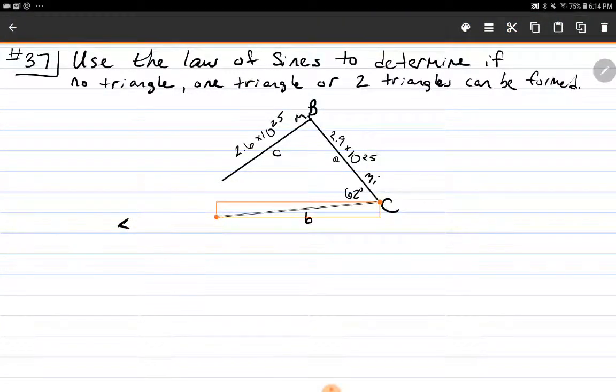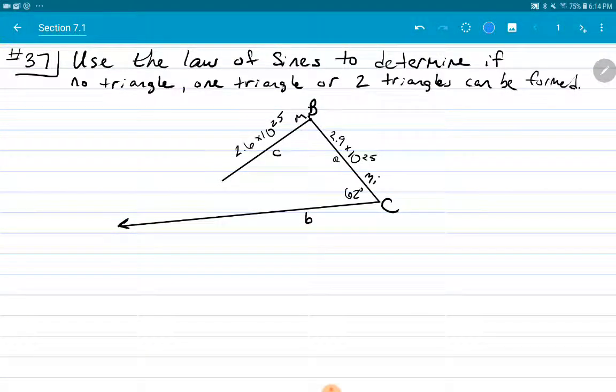We don't know if it's short or if it's long. Maybe it's too short to reach that side. We don't know that length. So those two are kind of up in the air. But we do have these other two fixed sides. Side A and side C are fixed, and angle C is fixed.